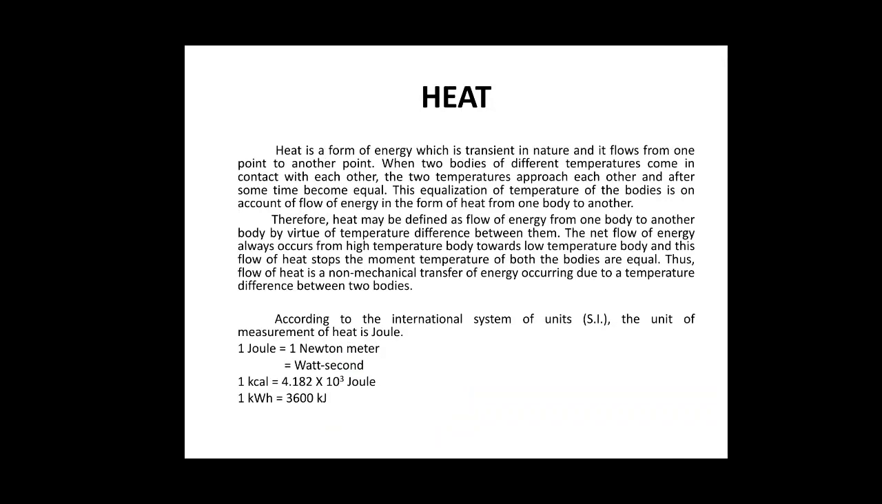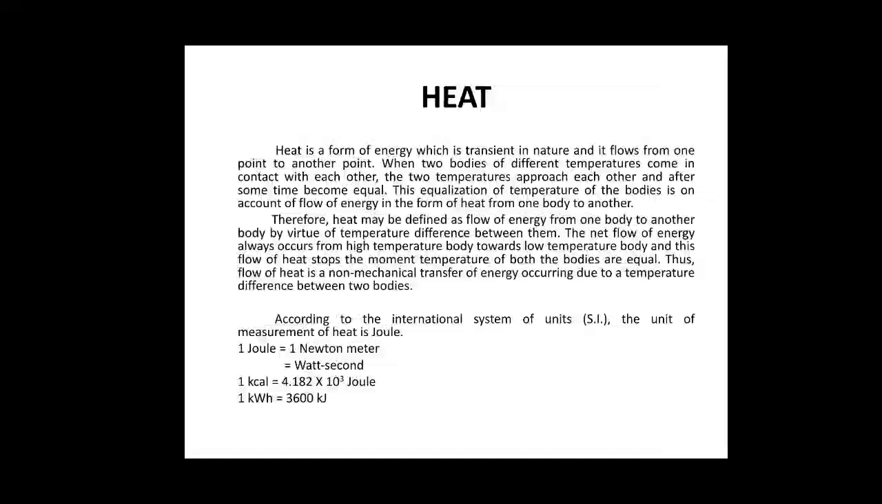Then next is heat. It is very important for us to understand what heat is before going into the details of the course. Heat is a form of energy which is transient in nature. Transient means it flows, it travels from one place to another. If a particular object travels from one place to another, it is known as transient. So heat is very much transient in nature, it flows from one point to another point.